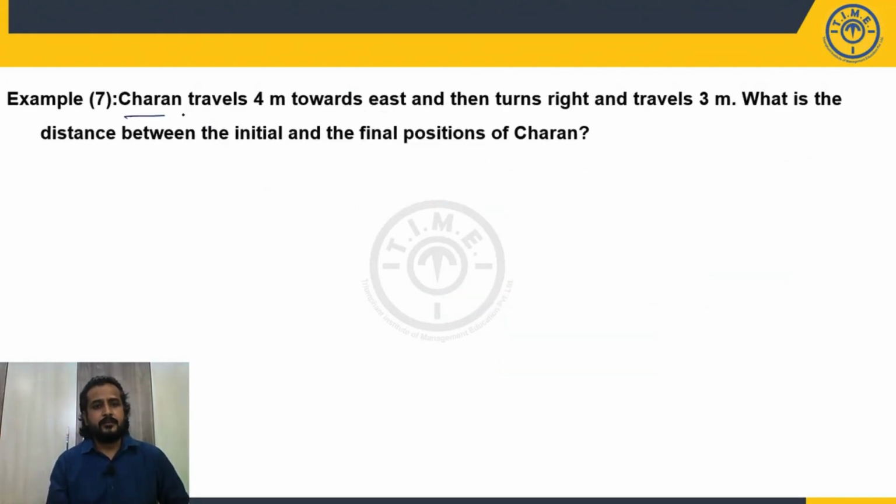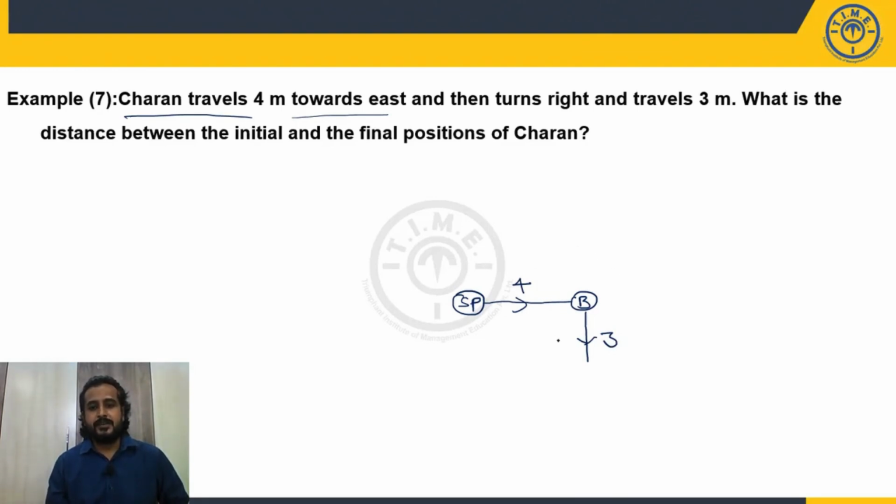Now, Charan traveled 4 meters towards east. So let's say this is the starting point from where Charan started. Charan traveled 4 meters towards east. On a paper, the right hand side is east. So 4 meters, then he turns right while moving towards east. Let's say it is a point B. While moving towards east, what will the right hand side be? South. How much distance did he travel? 3 meters.